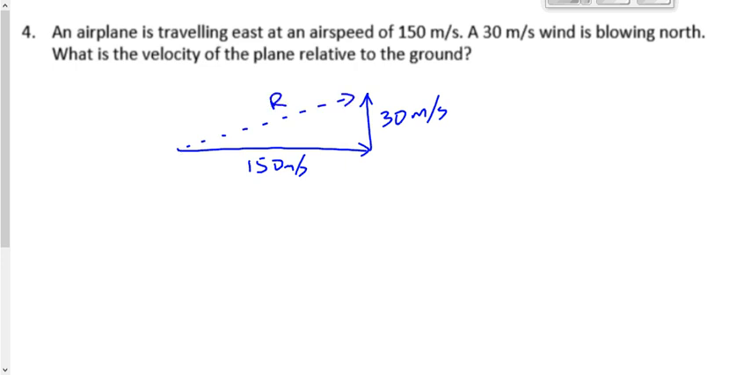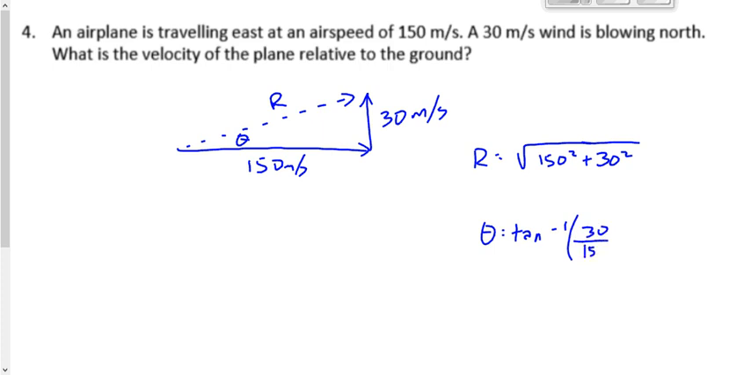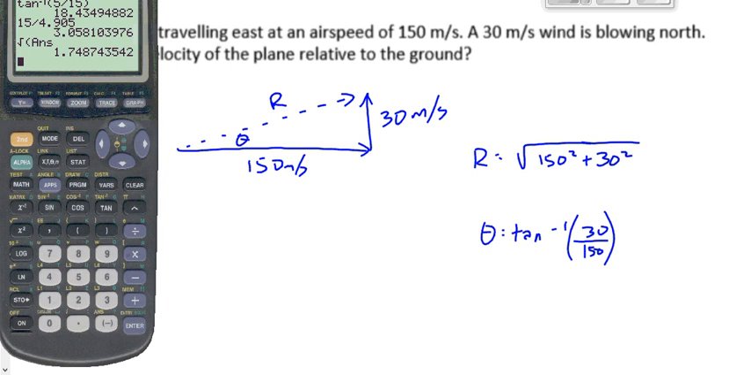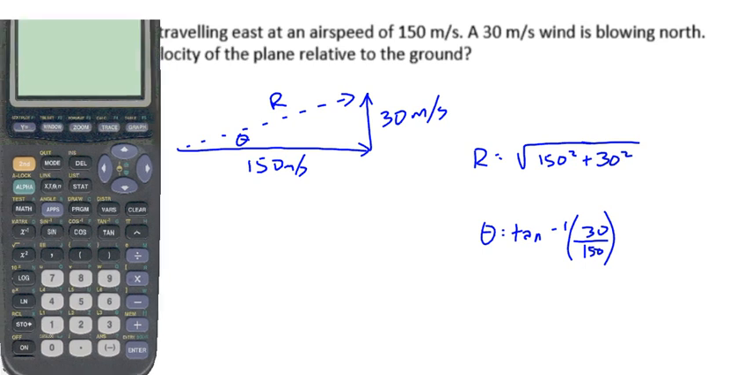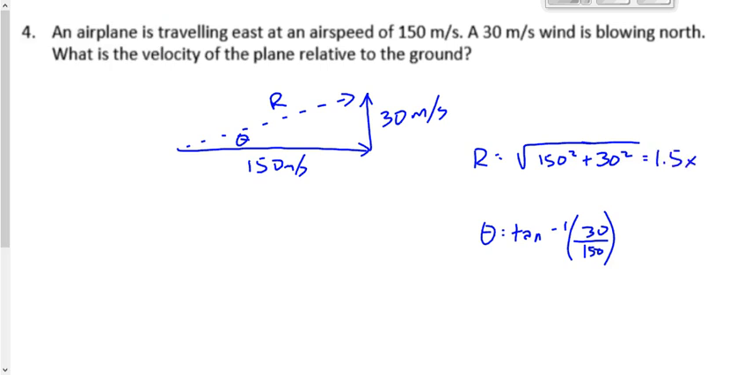We solve for that value of r, and that gives us our final speed, the magnitude of our final velocity, right, Nick? We're going to say r is equal to the square root of 150 squared plus 30 squared, and theta is equal to the inverse tan of 30 over 150, or opposite over adjacent. So let's get the value of r first. r is the square root of 150 squared plus 30 squared, which gives me 152.97, or we're going to round that to 2 digits, 1.5 times 10 to the 2 meters per second.